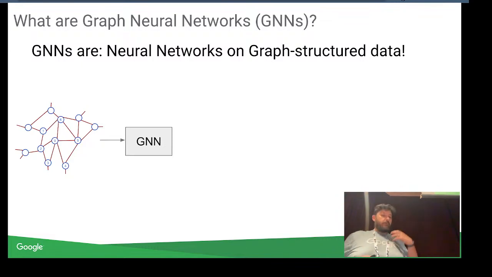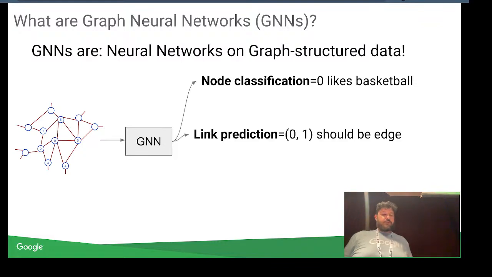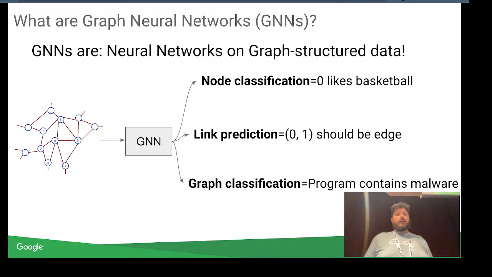And then we combine these representations per node, and we can use that to classify the individual nodes. So maybe we can say, oh, node 0 here is someone that likes basketball. We can do link prediction. So we can take this graph and say, oh, there should be an edge here between node 0 and 1. Or we can do things like whole graph classification. So say our graph corresponded to the execution graph of some application, and we can say, oh yeah, this program contains malware, something like that.